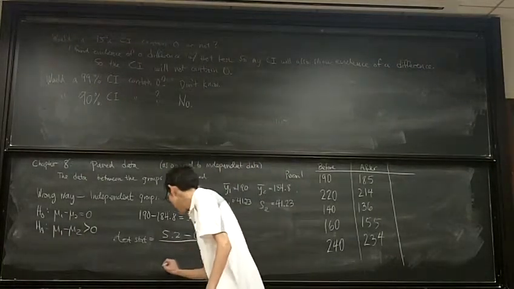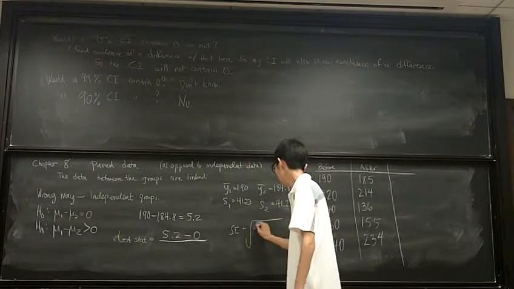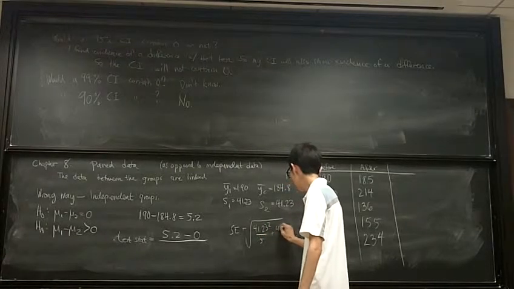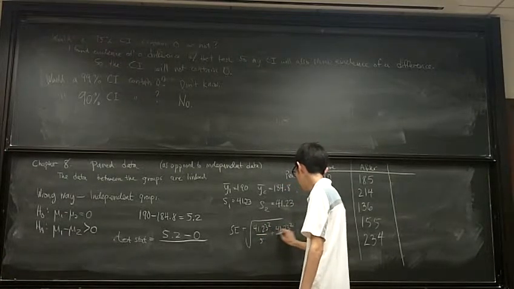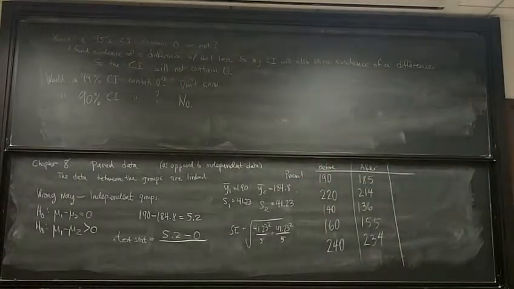And the standard error: 41.23 squared over 5 plus 41.23 squared over 5. What is that? Where did my calculator go? There it is.